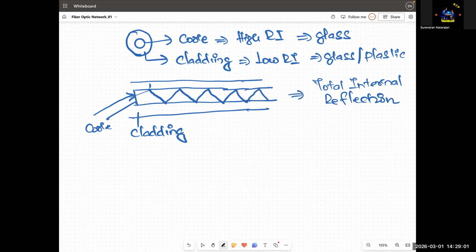This is the fundamental physical thing. They made the light to travel like this in the modes. These parts are called modes of the fiber. Okay.